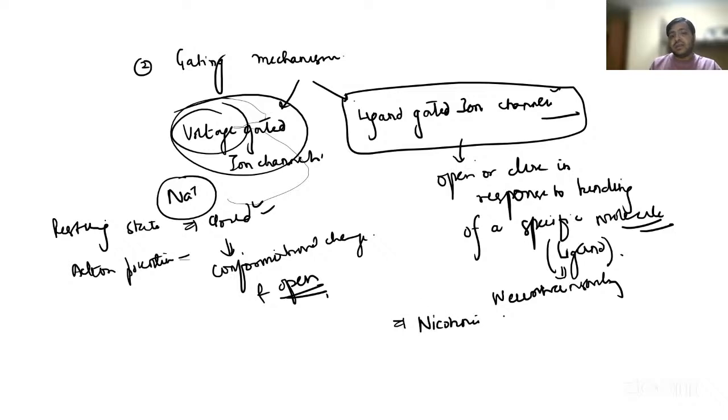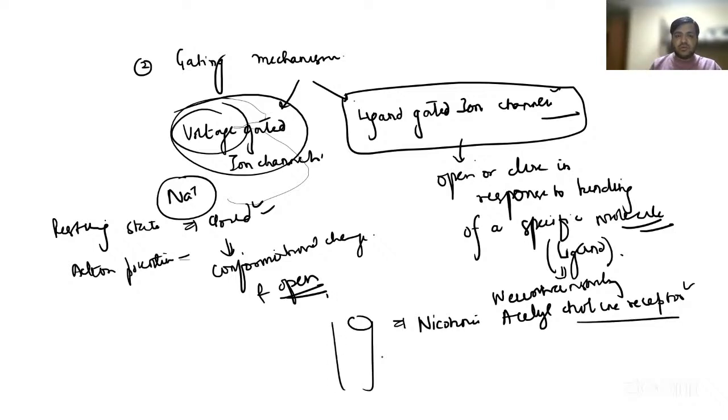Now, over here, if I have to take any example, the one which I can remember is the nicotinic acetylcholine receptor. This nicotinic acetylcholine receptor is basically a ligand-gated ion channel. It will only open when acetylcholine comes and binds to it. When acetylcholine binds to it, it will open. Then it will allow the movement of sodium from outside to inside, initiating a response. Right? So that is something you have to remember.